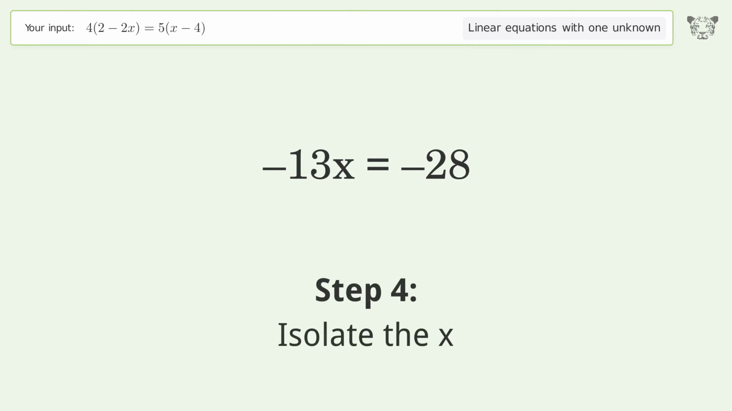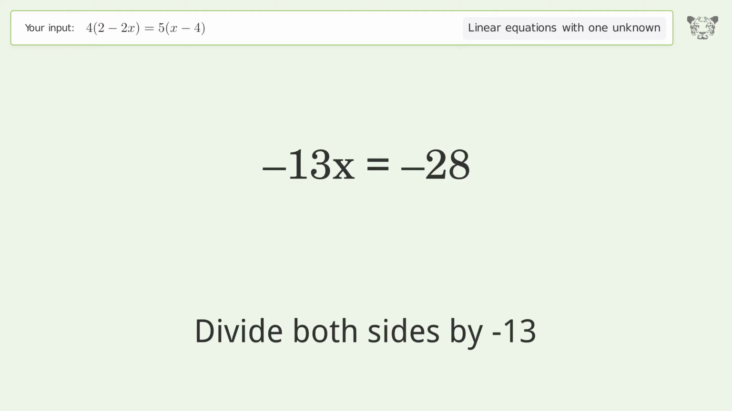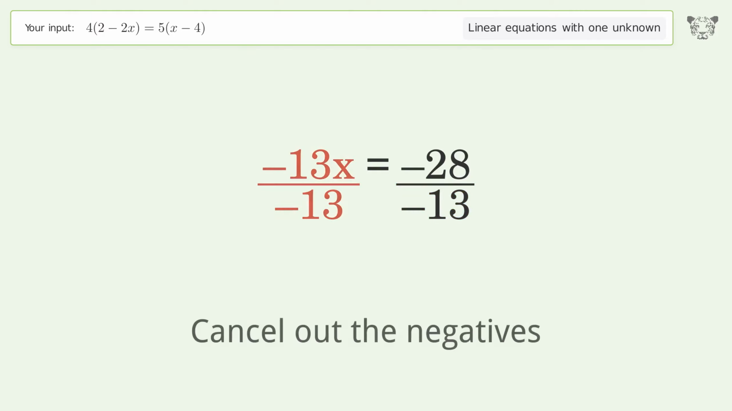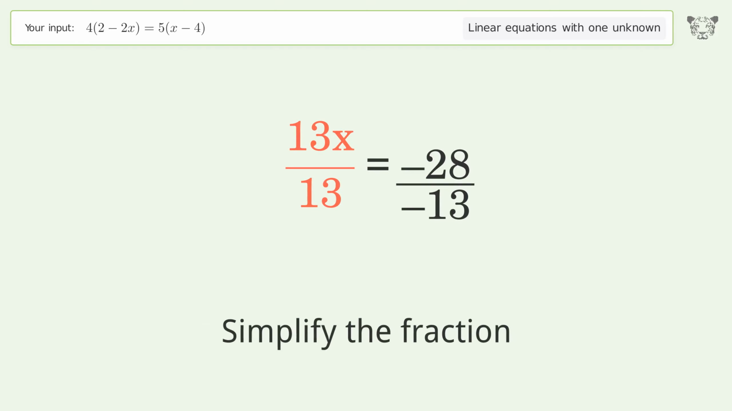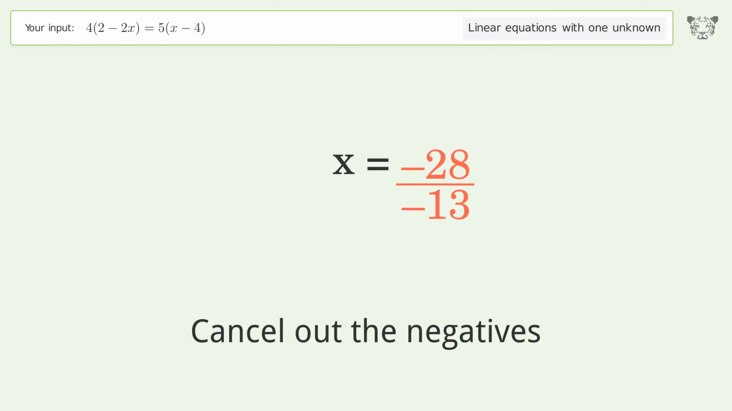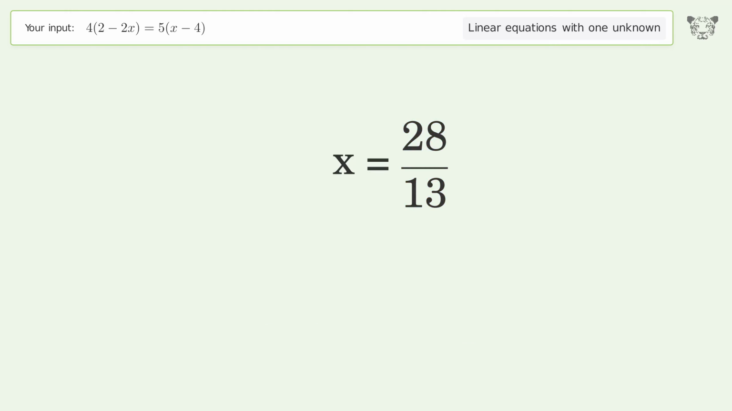Isolate the x. Divide both sides by -13. Cancel out the negatives. Simplify the fraction. Cancel out the negatives. And so the final result is x equals 28/13.